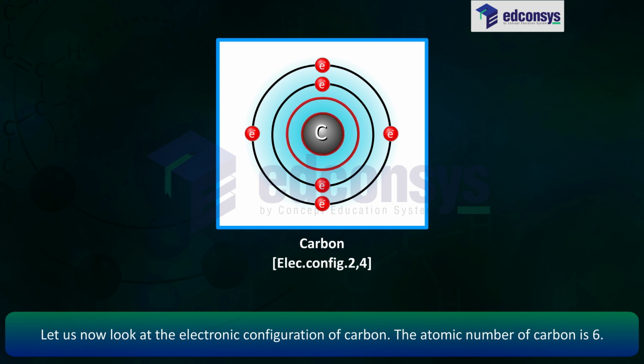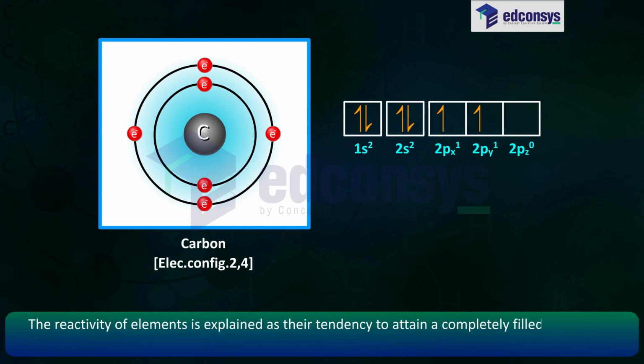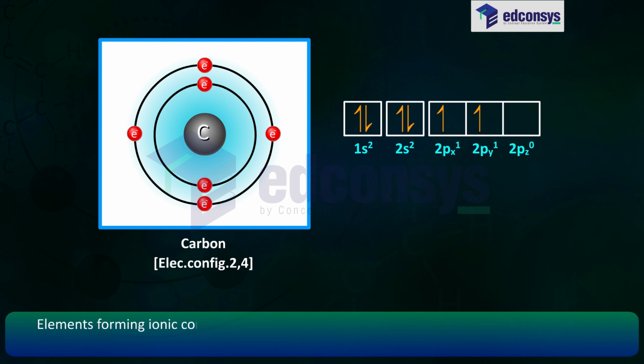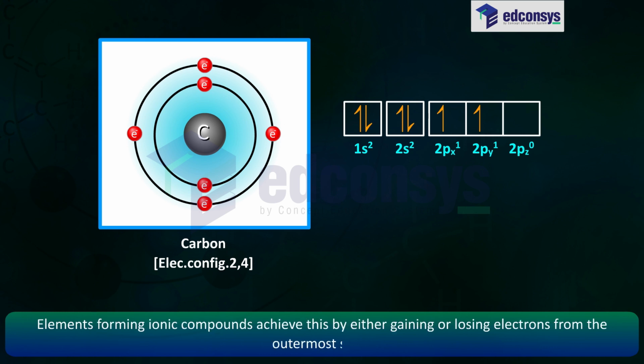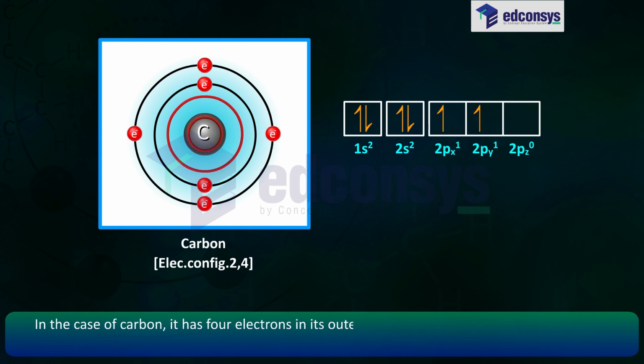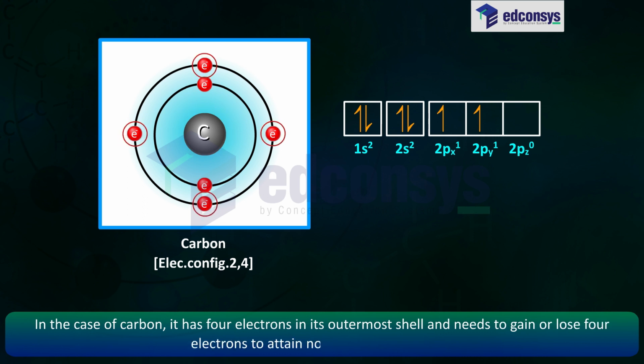The atomic number of carbon is 6. The reactivity of elements is explained as their tendency to attain a completely filled outer shell, that is, attain noble gas configuration. Elements forming ionic compounds achieve this by either gaining or losing electrons from the outermost shell. In the case of carbon, it has 4 electrons in its outermost shell and needs to gain or lose 4 electrons to attain noble gas configuration.